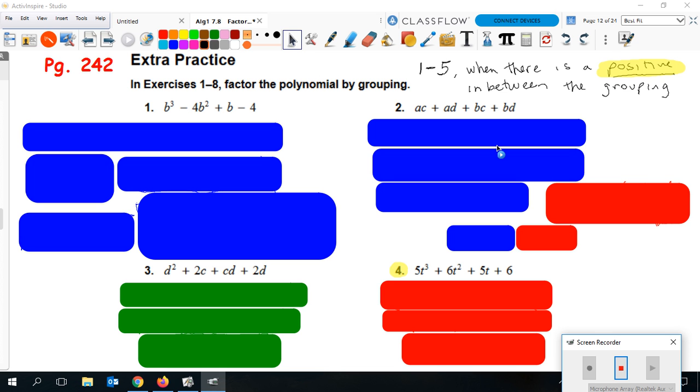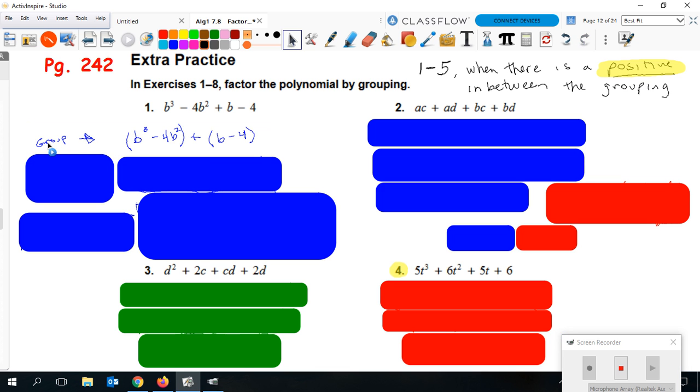So number 1, the first step now, remember, is to figure out how we want to group these. We need to group them in 2 groups. So that's our first step. We're going to do the grouping step. So we're going to group this b to the third minus the 4b squared. Now this one only has b's in it. It's in standard form, b to the third, b squared, b, and 4. So the grouping was easy here. Just the first 2 can be one group, the second 2 can be the other group.